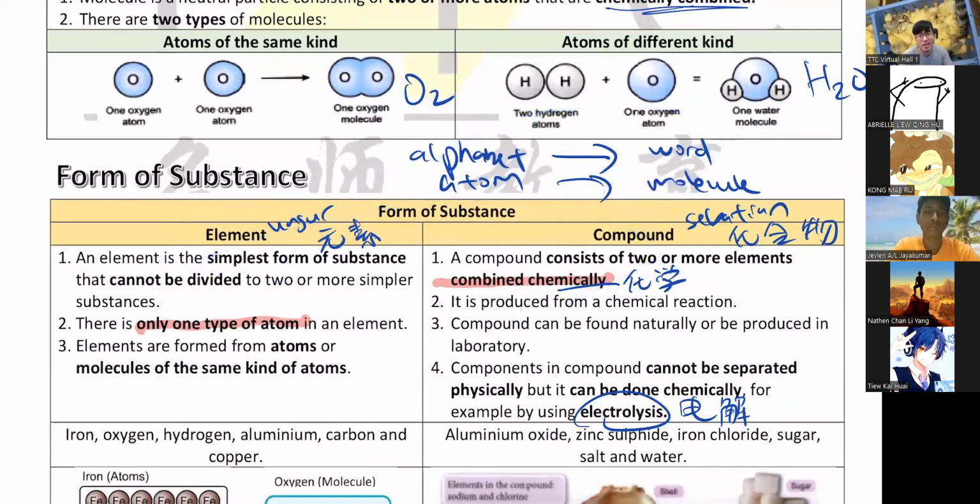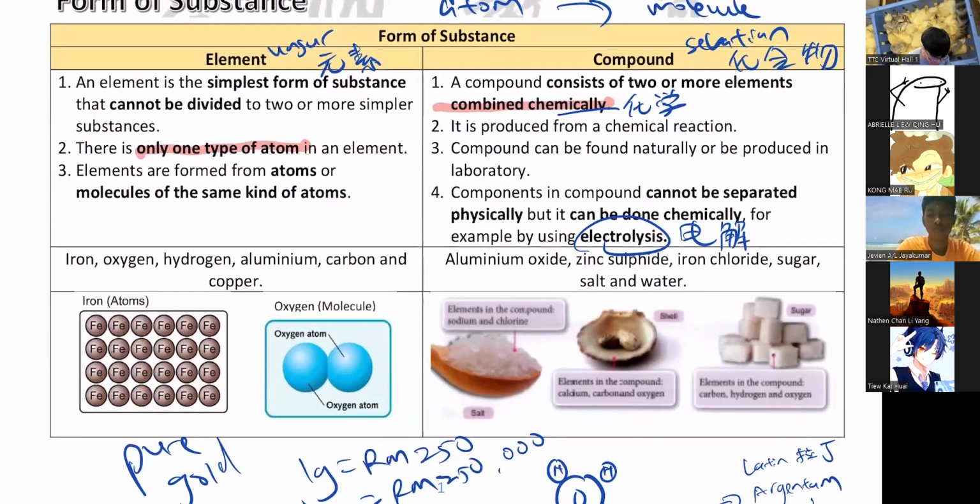If you have only one type of atom, I don't care how many, as long as there's one type, we call it an element. As long as there are two or more types, we call it a compound. So these two are different concepts. So how do you separate a compound? You have to use electrolysis, which we will learn in Form 2. You just have to read this for fun.